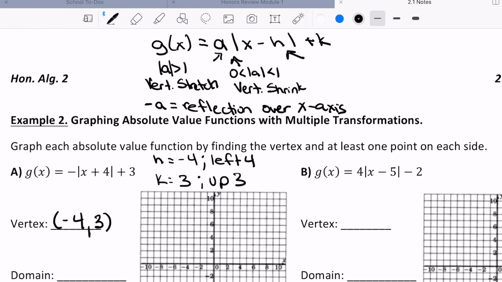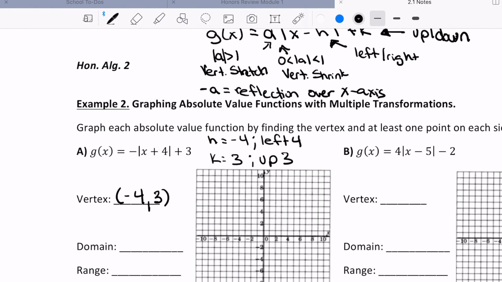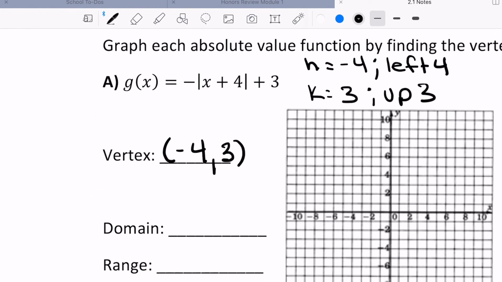H, we already discussed, is a horizontal transformation. It moves your function left or right. And K is a vertical transformation, or vertical shift, up or down. This is what you have to keep in mind when you're talking about transformations. Now, if you look at A, we already discussed the vertex, what H and K do. This time, our A value is negative 1. So what does that mean?